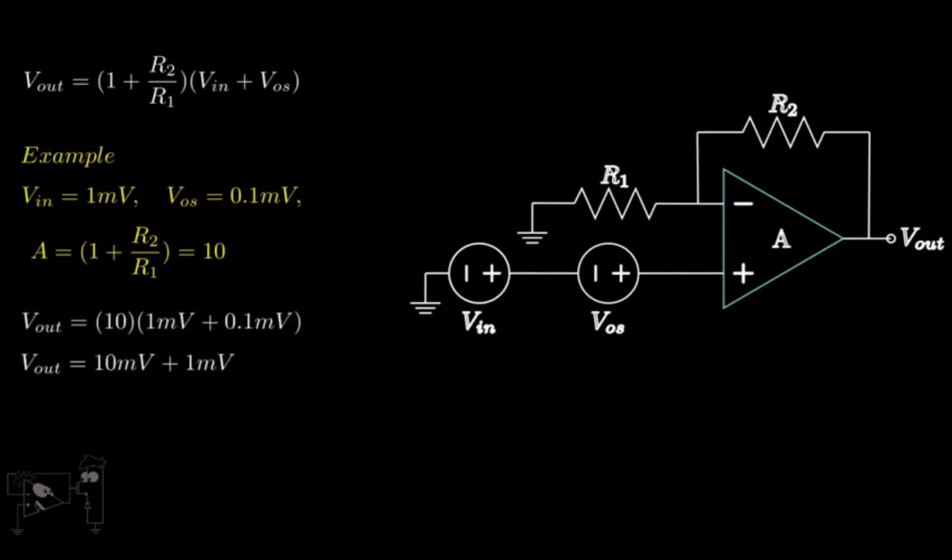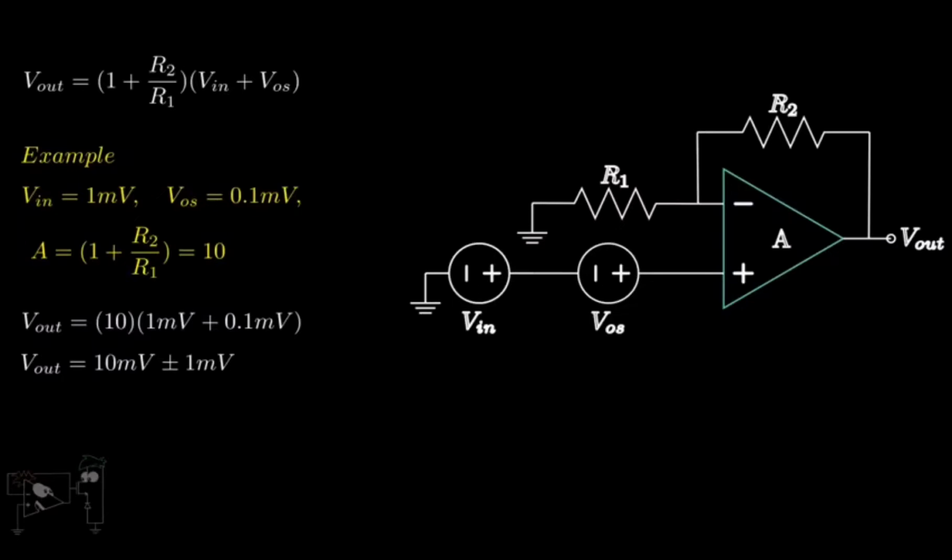As we do not know the exact polarity of VOS, we tend to write the output as 10, plus or minus 1. That is, the output can be 9 mV or 11 mV. Input offset voltages affect inverting amplifiers in a similar manner. As the gain of the op-amp increases, so does the offset voltage at the output, which leads to higher inaccuracies.